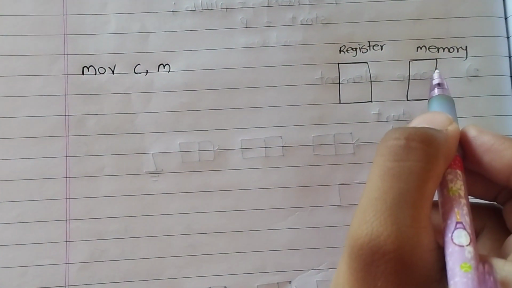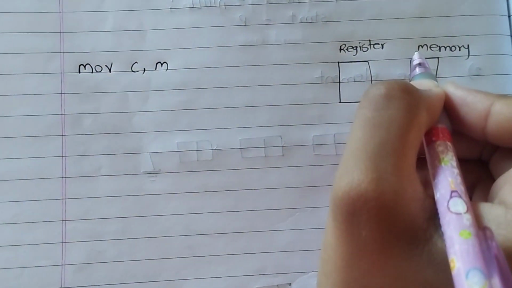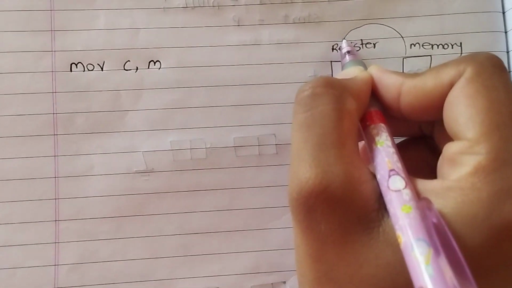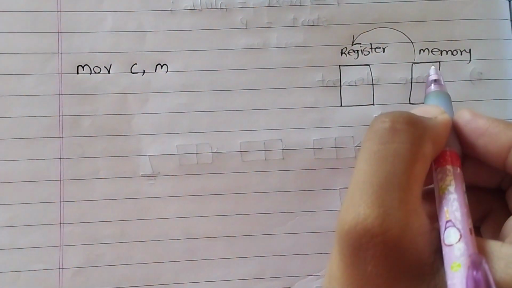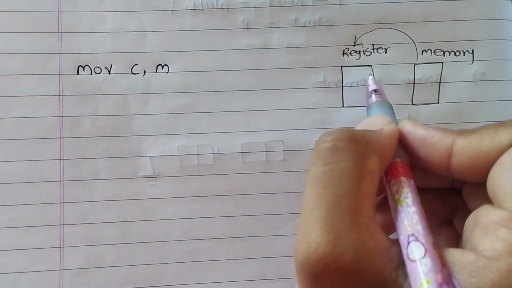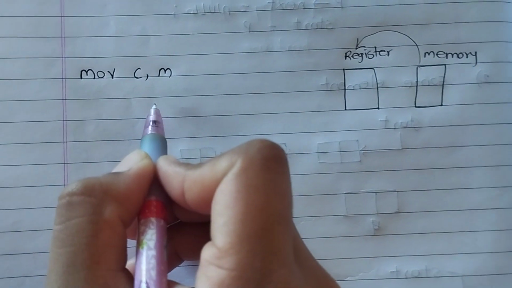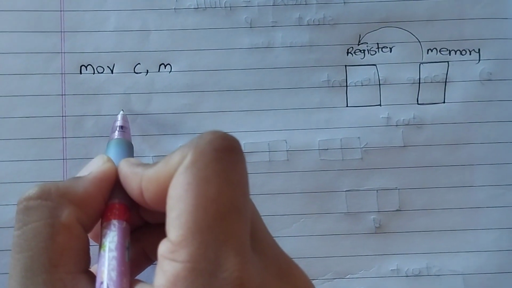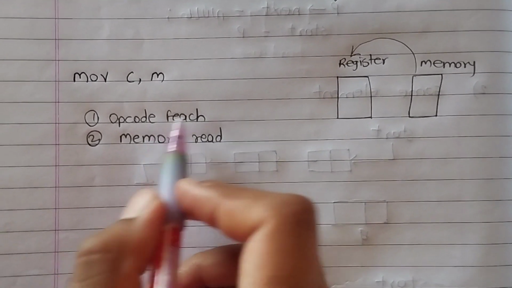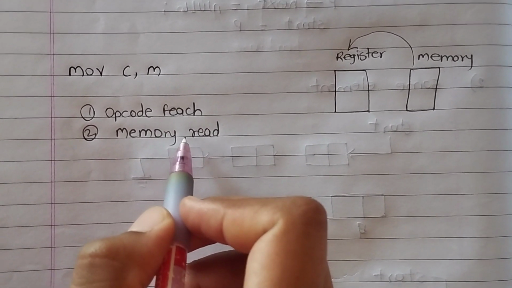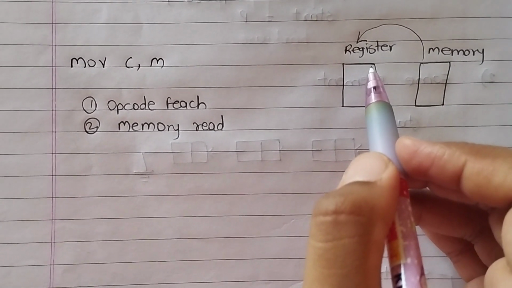So data from the memory to register travel, means we read memory to register. For this purpose we use two machine cycles. First is opcode fetch and second is memory read, because we read the data from the memory to the register.